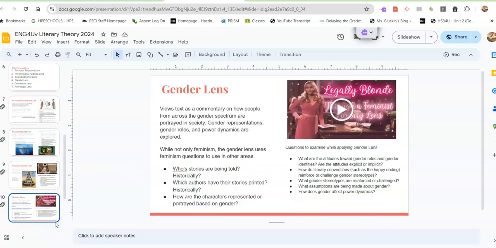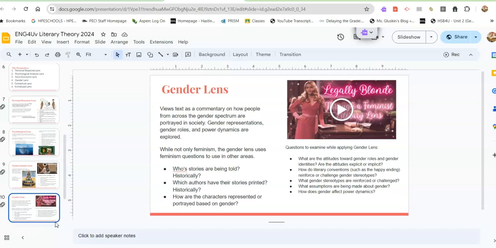The gender lens. While most people would examine feminism as a gender lens, it actually encompasses so much more than that. So we're looking at the idea of gender representations, gender roles, and power dynamics. And so this can influence many different things. When I was in university, we examined things from queer theory or a queer lens. So looking at gender and representation within sexuality can also be applied to this.